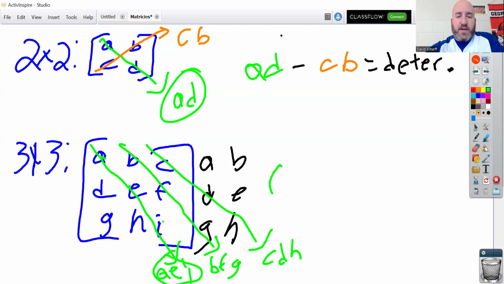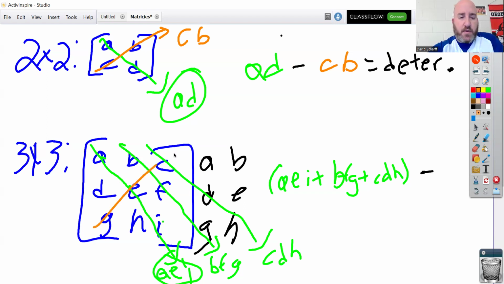So you're going to get 3 products. You're going to add those together. Okay. And then you're going to still subtract these 3 products.